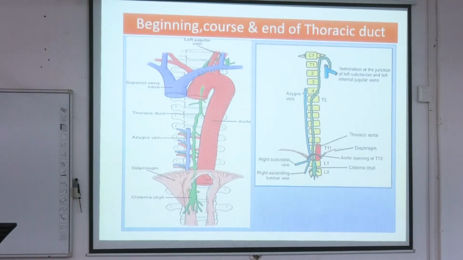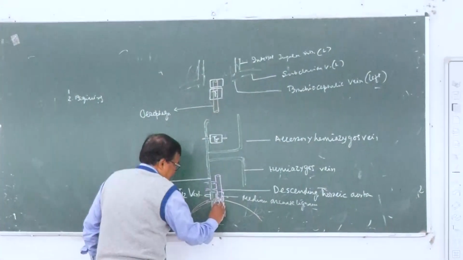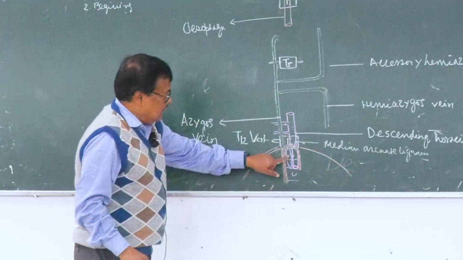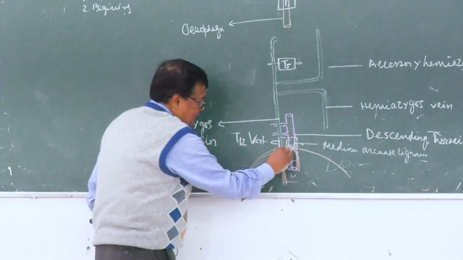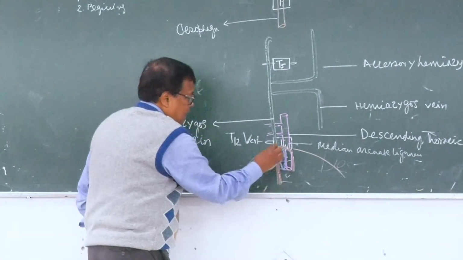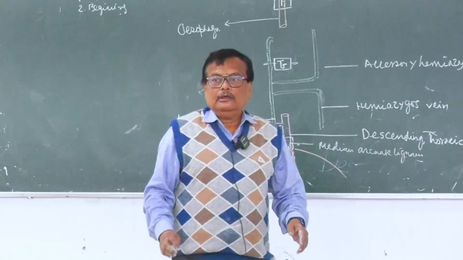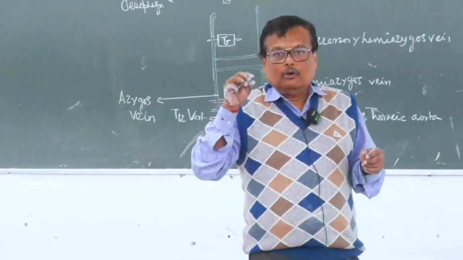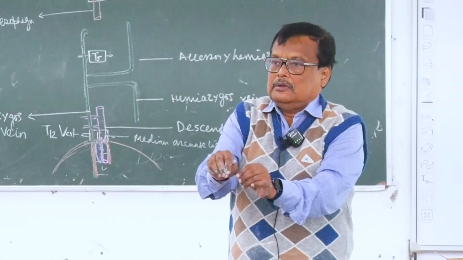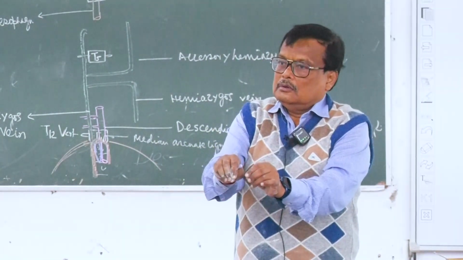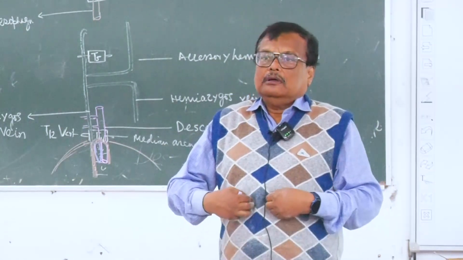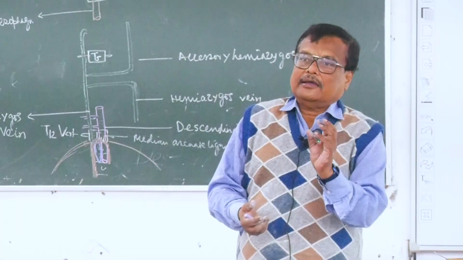Lymphatic sac in front of the L1 and L2 vertebra. There is a lymphatic sac. We call it cisterna chyli, on which the abdominal and pelvic lymphatics drain. The abdomen has got the lymphatics, and they ultimately drain into the cisterna chyli, the sac.